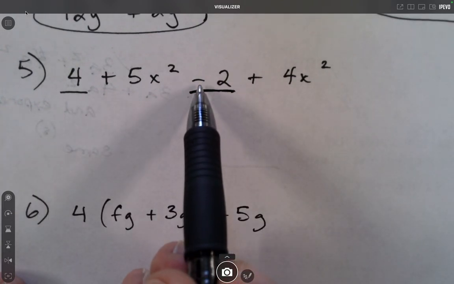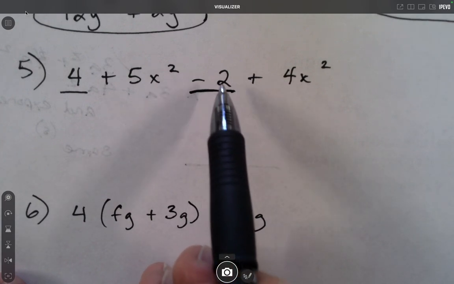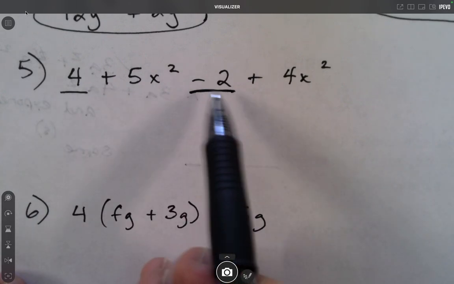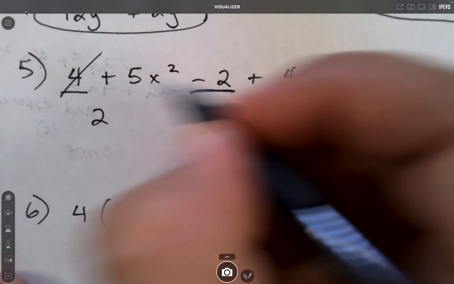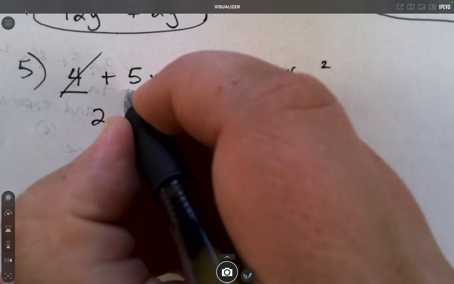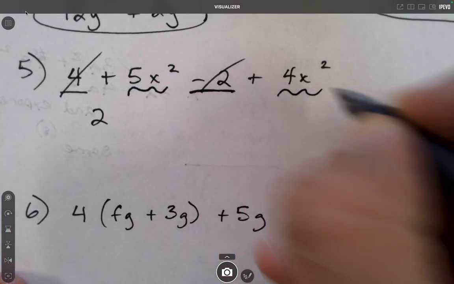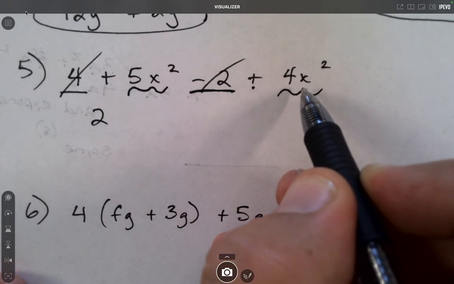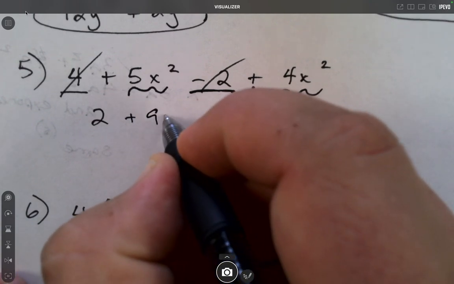Like I said, keep the operation that's in front of the term. So this minus is attached to that 2 and cannot be detached. So I look at this as 4 minus 2, and I get 2. And I've covered those two terms. Then I see a term with an x squared. This term also has an x squared. So I do 5 plus, because that's what's right in front of this term, 5 plus 4, which is 9x squared.